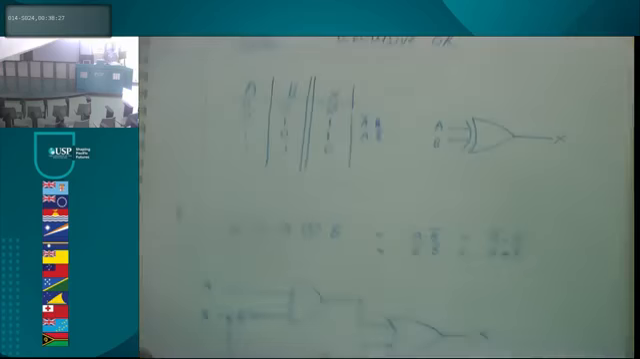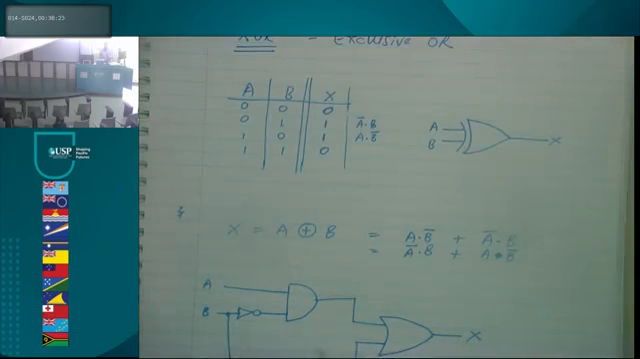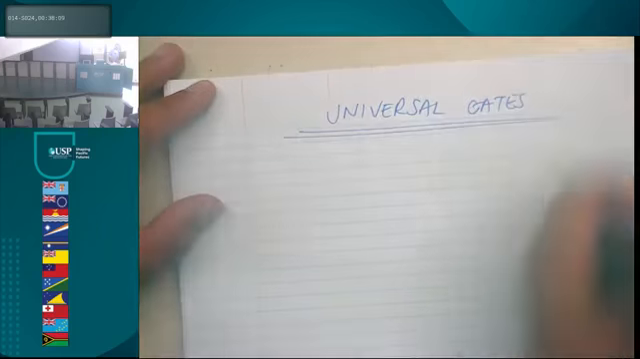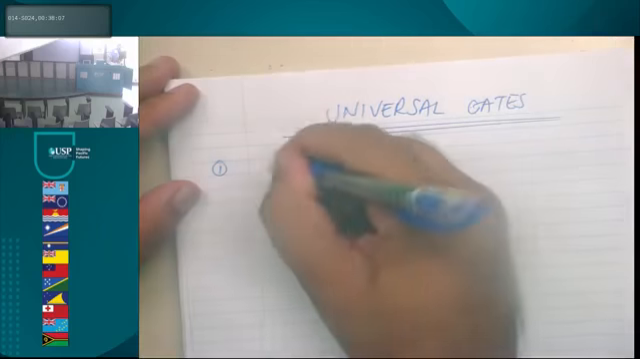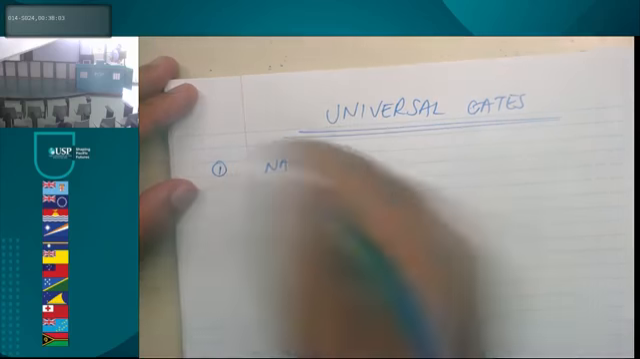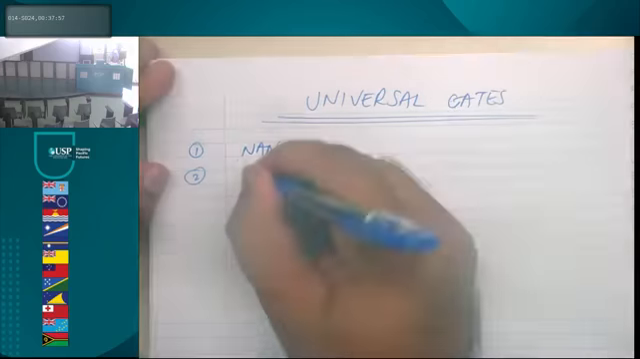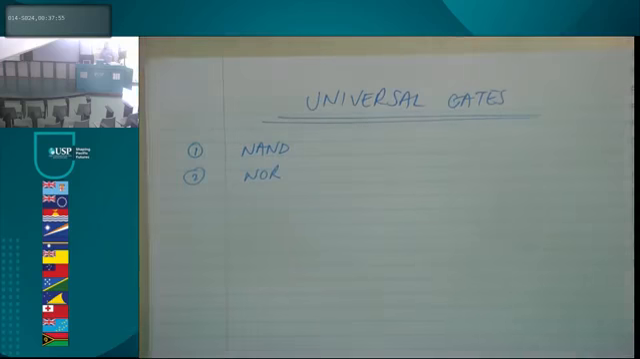Okay, let's now move on, guys. I want to talk to you about another new topic. I'm going to leave that one there as an exercise or homework for you. Let's talk about a new topic called universal gates. These are two types of gates. Now, what are universal gates? Universal gates are like basic building blocks with which you can build any other gates.